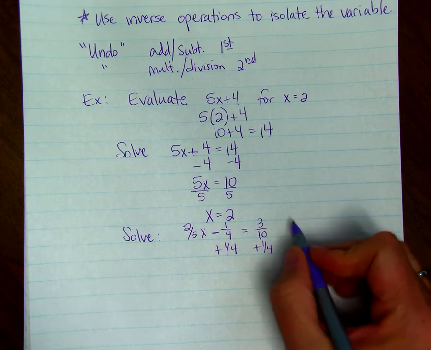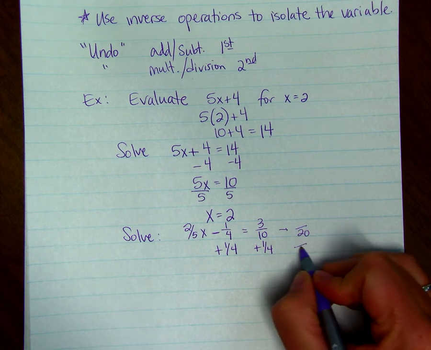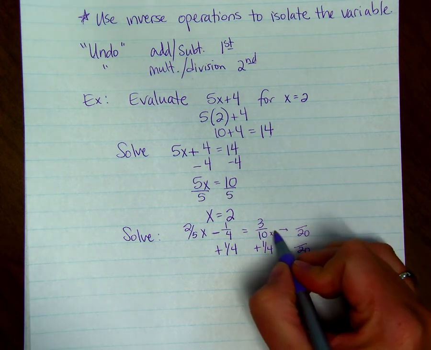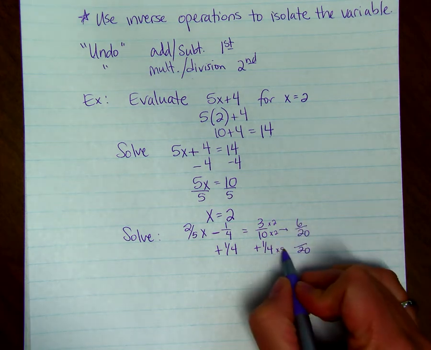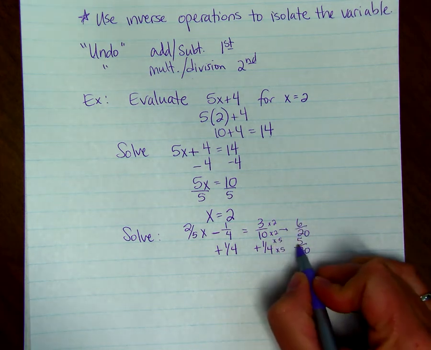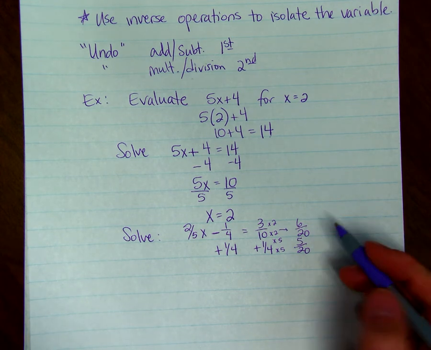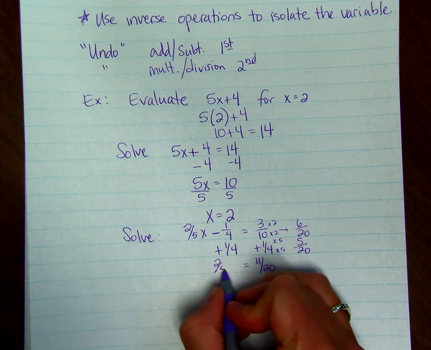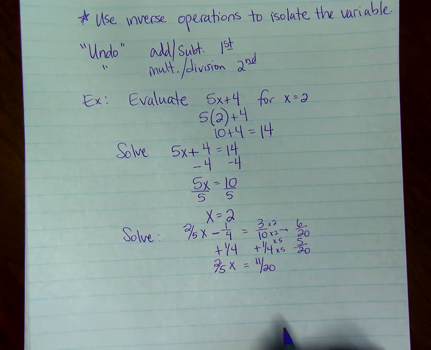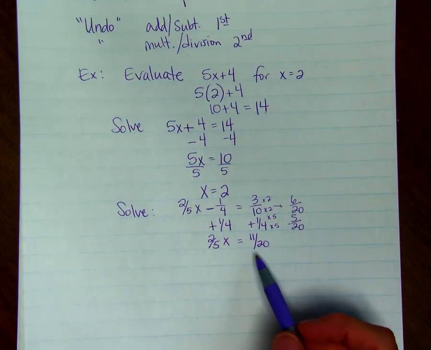Now I need to get a common denominator, which I would say is 20. So I have to times this by 2, which means 3 times 2 is 6. I had to times this by 5. 1 times 5 is 5. So I have 6/20 plus 5/20 because we're adding, so we have 11/20, 2/5 x.